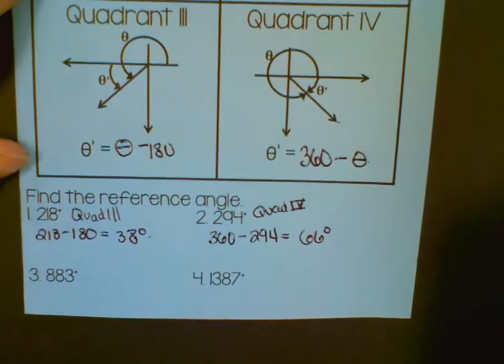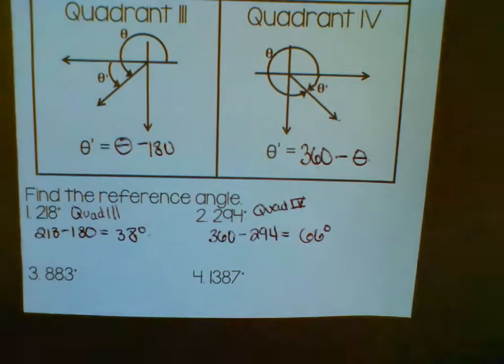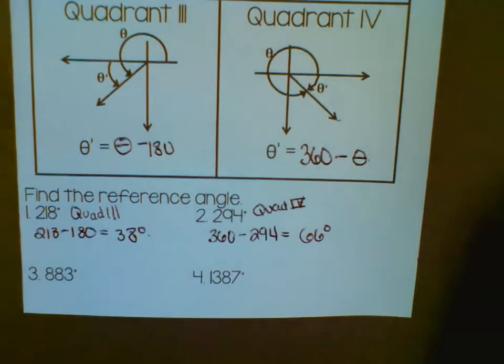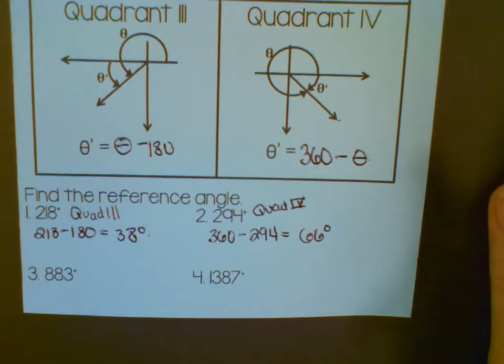For questions 3 and 4, we have the problem where the angles are not between 0 and 360, so we don't know exactly where they land. The first step would be to subtract to get them between 0 and 360, determine what quadrant they land in, and then do your reference angle equation. So go ahead and pause your video and solve examples number 3 and 4.